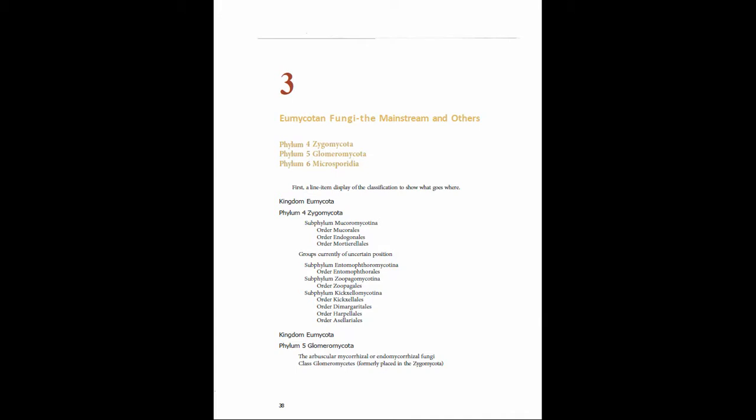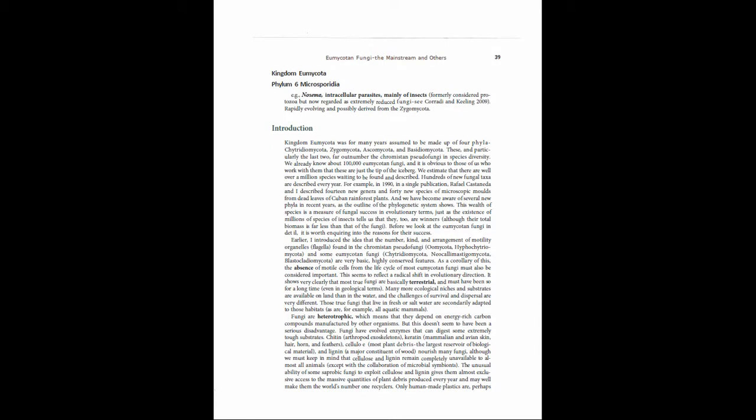Kingdom Eumycota. Phylum 5 Glomeromycota. The arbuscular mycorrhizal or endomycorrhizal fungi, class Glomeromycetes, formerly placed in the Zygomycota. Eumycotan fungi, the mainstream and others. Kingdom Eumycota, Phylum 6 Microsporidia. Example: Nosema, intracellular parasites, mainly of insects, formerly considered protozoa, but now regarded as extremely reduced fungi. Corradi and Keeling 2009. Rapidly evolving and possibly derived from the Zygomycota.